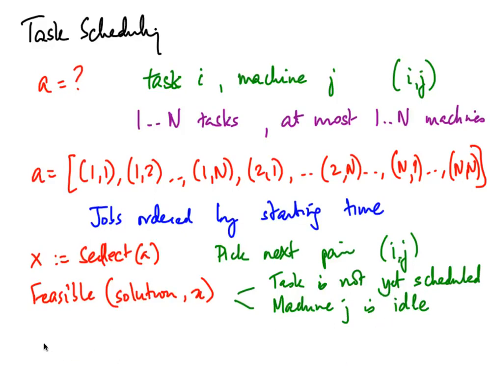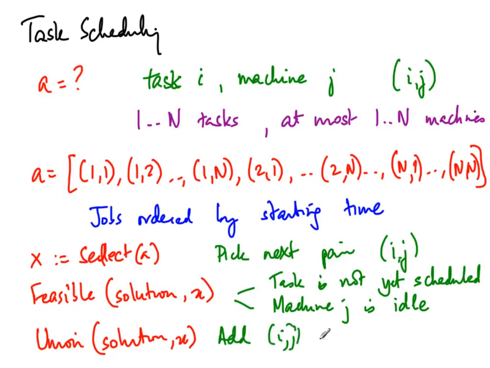And of course, the union is easy now. When I do union solution X, this just means add i j to the solution set.